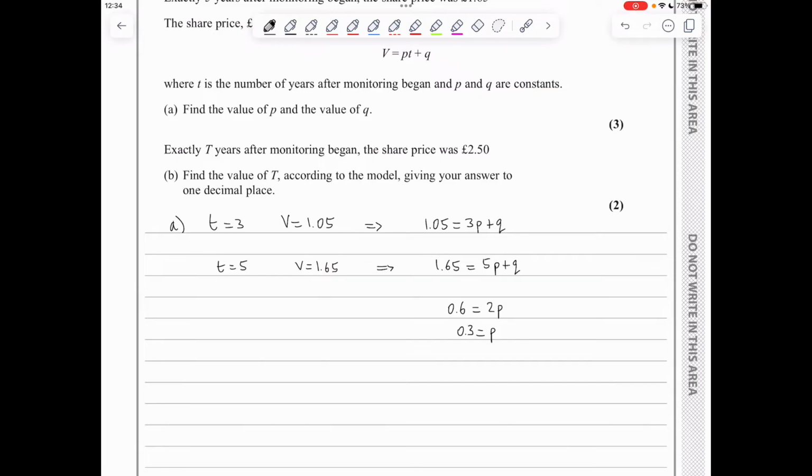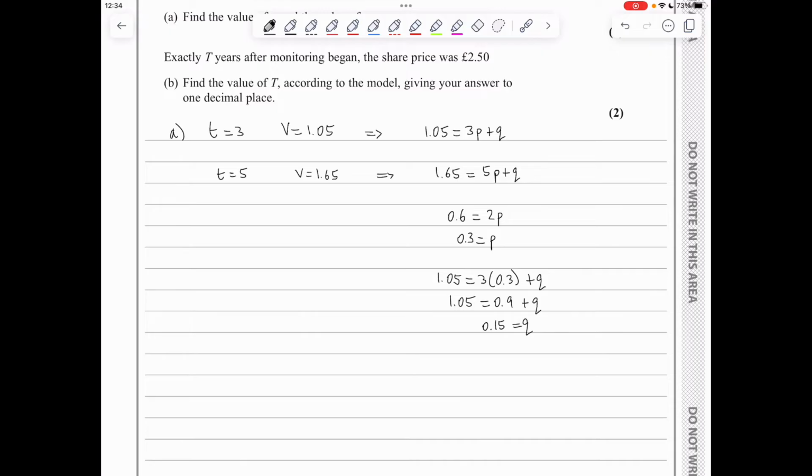And then I can take the value of P being 0.3 to be substituted in any of the two equations I have here. So I could go for the first one. This gives me 1.05 is equal to 3 times P, which is 0.3, plus Q. So 1.05 is equal to 0.9 plus Q, which means that Q is 0.15, and this completes part A.